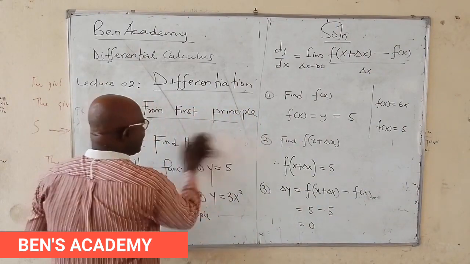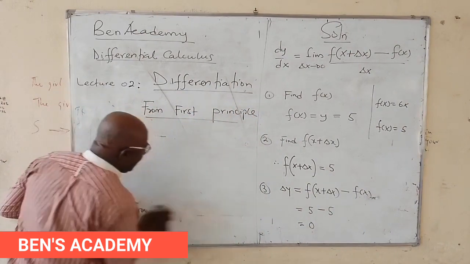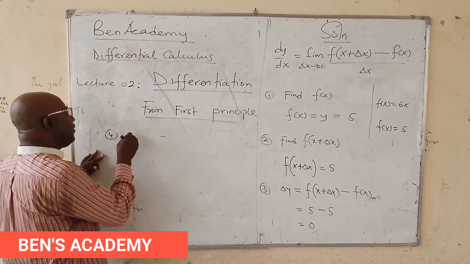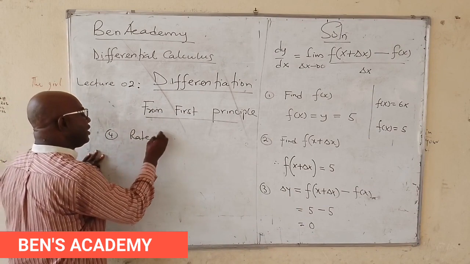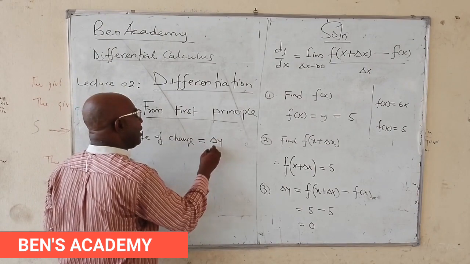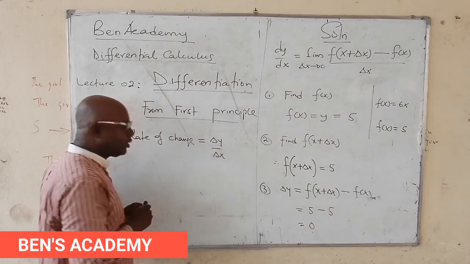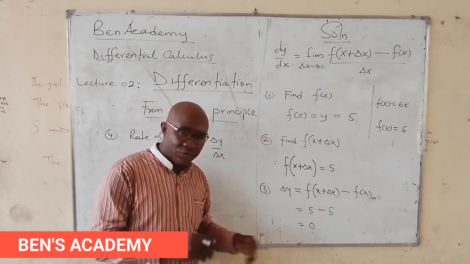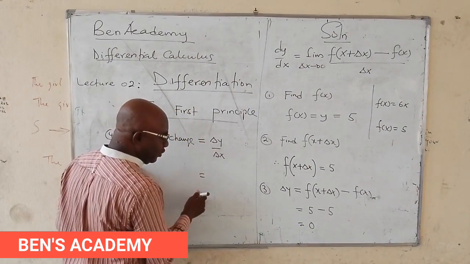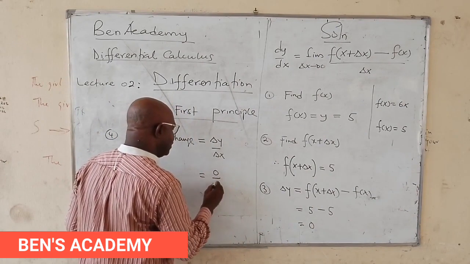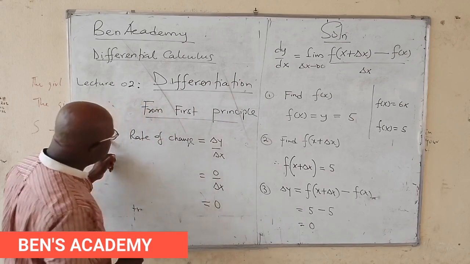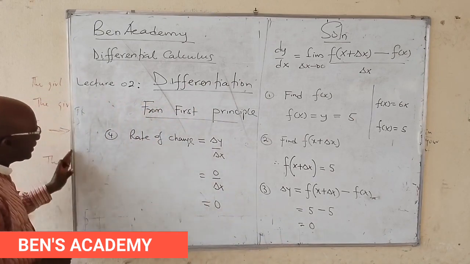Next, we now move to step 4. In step 4, you now find the rate of change. The rate of change is equal to change in y upon change in x. In other words, the last answer I have, I will divide it by change in x. This is equal to change in y, which is 0, upon change in x, and this answer is equal to 0. Now at the end of step 4, we'll move to step 5.